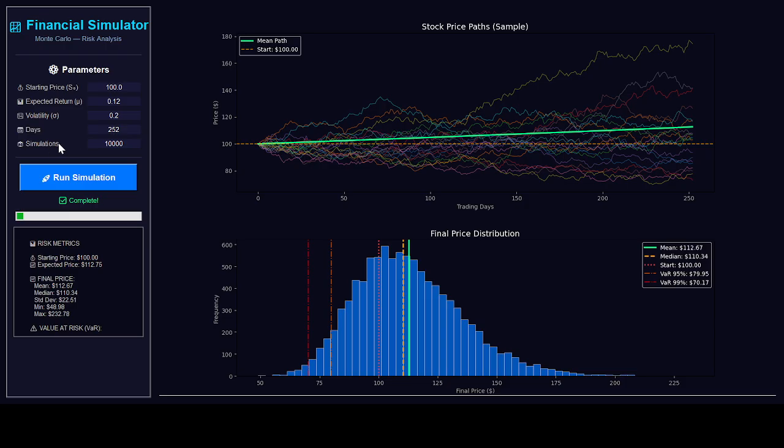The next parameter is the number of simulations. The simulator runs 10,000 simulations. This means the model generates 10,000 different possible futures for the stock. The larger the number of simulations, the more reliable the probability estimates become.